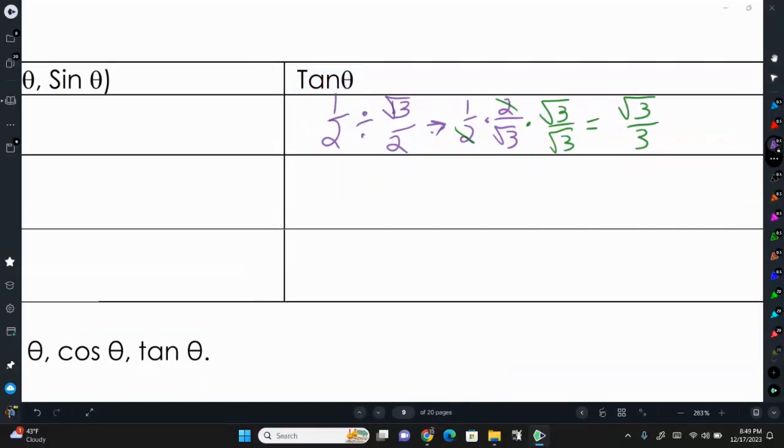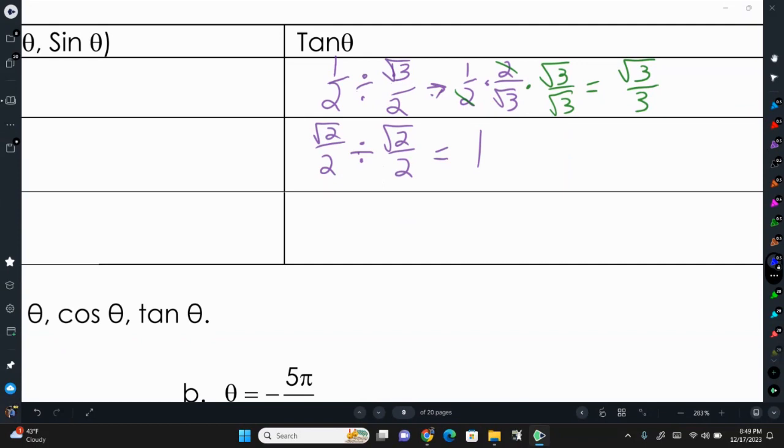Now, the one for 45 degrees is much easier because we are dividing the same thing. We're doing the square root of 2 over 2 divided by the square root of 2 over 2. They're the exact same thing, so that just equals 1.